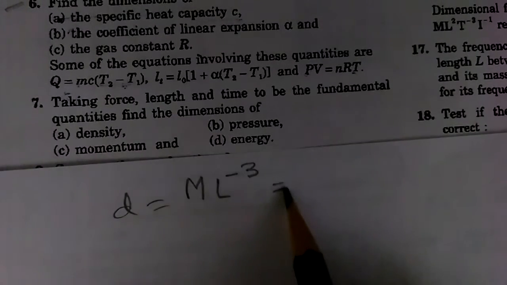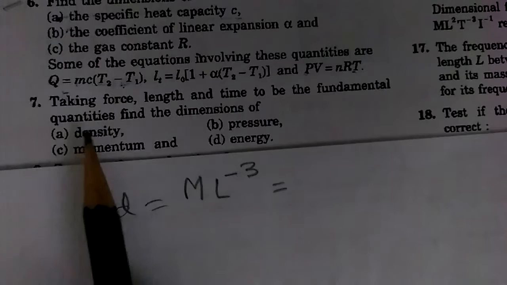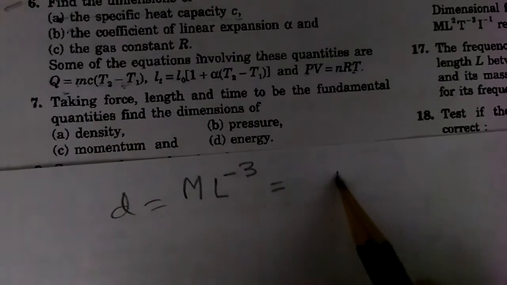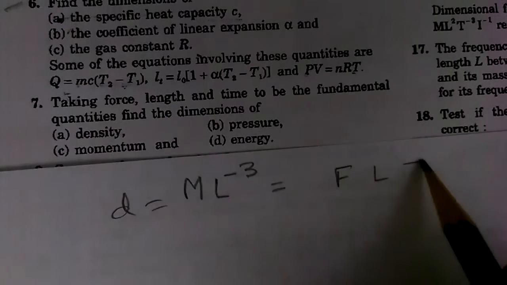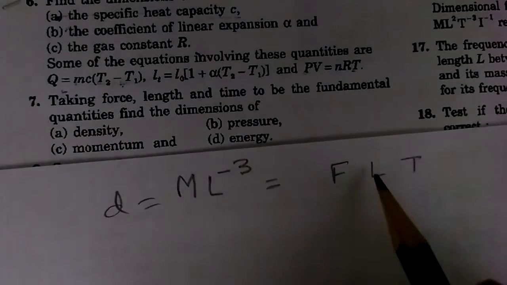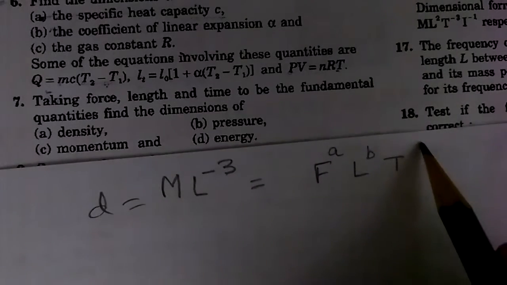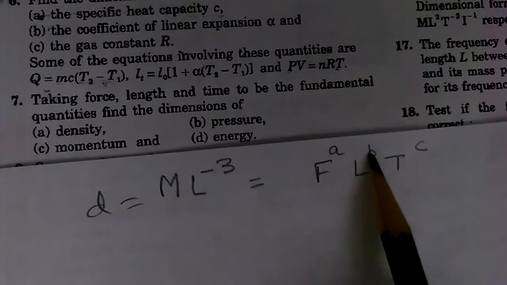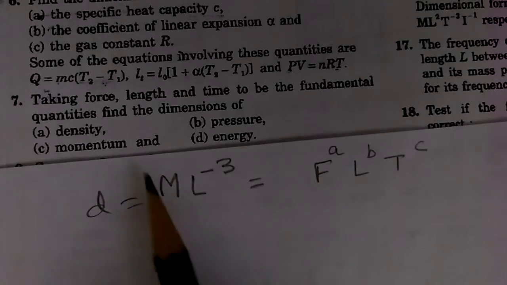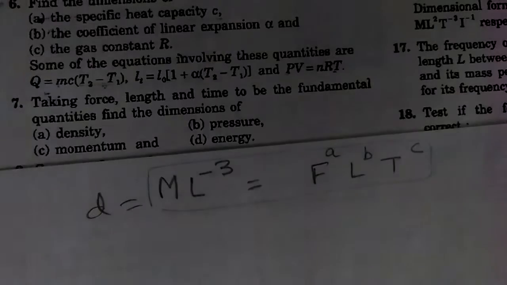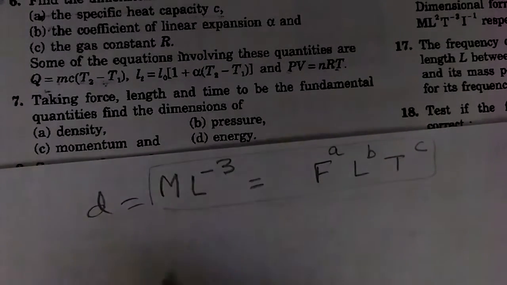And this we need to express in terms of force, length and time. So let us say we have force, length and time. These are the three fundamental quantities. So let us say their dimensions are A, B and C. We need to find out this A, B and C. So what we do is we use this equation that will give us three equations, and we should hopefully be able to solve and find the values of A, B and C.